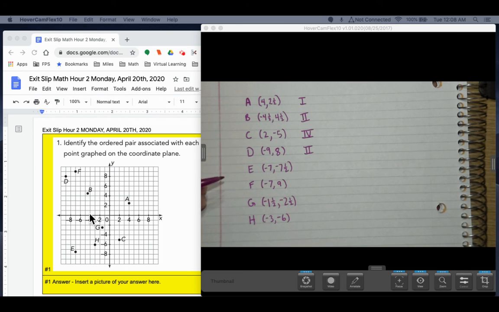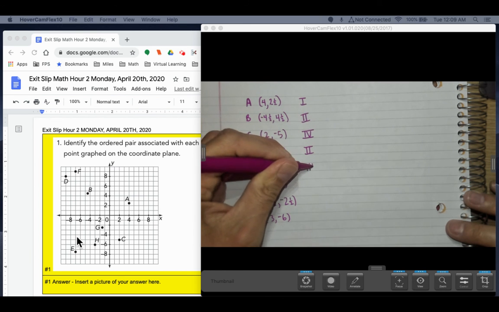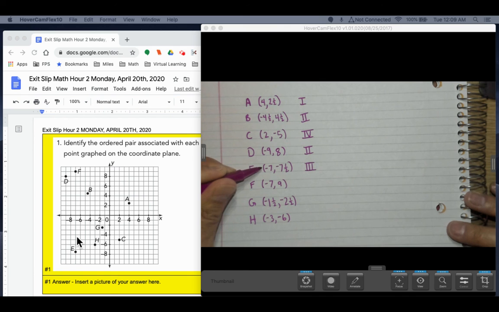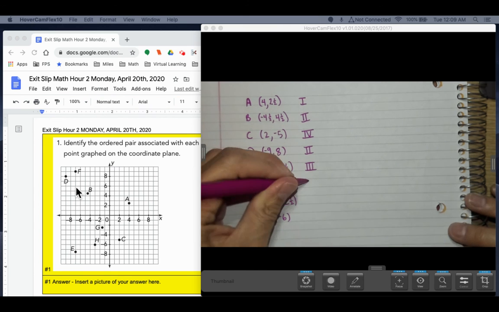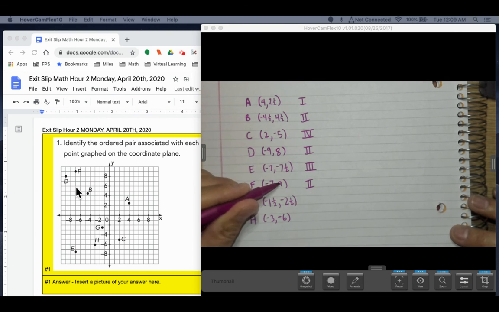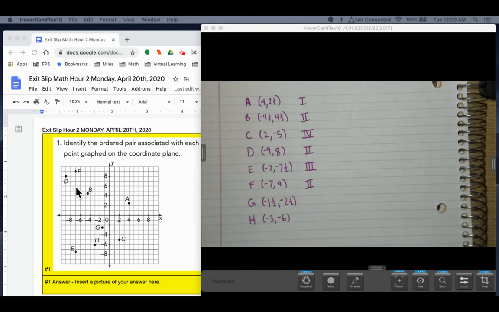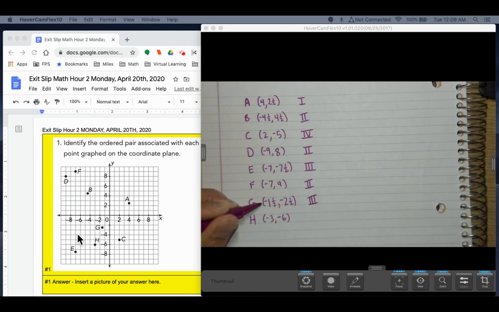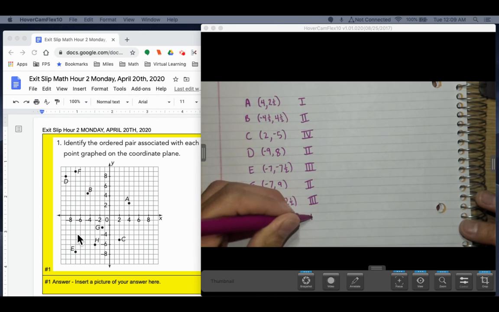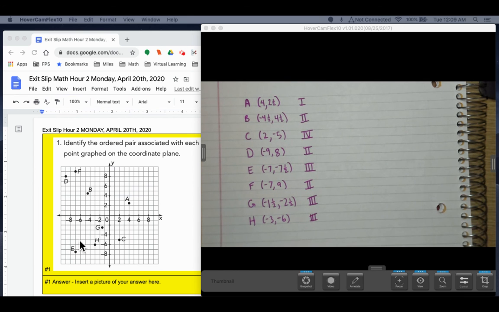A, B, C, D, E. E is down here. 1, 2, 3. So E is in quadrant 3, and both numbers are negative. F is right here. So quadrant 1, quadrant 2. It's in quadrant 2. First number is negative, second number is positive. A, B, C, D, F, G. G is down here. 1, 2, 3, quadrant 3. In quadrant 3, both numbers are negative. And then H is quadrant 3 because both numbers are negative, and it's also down here.